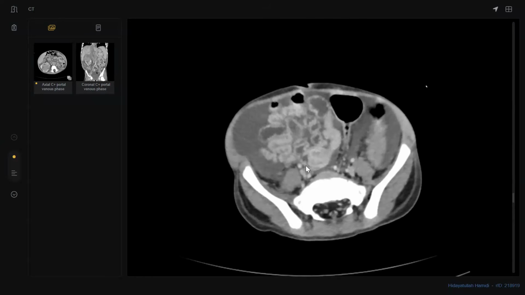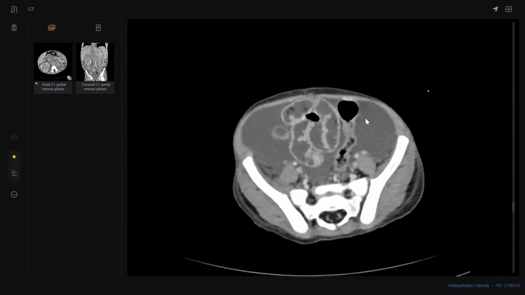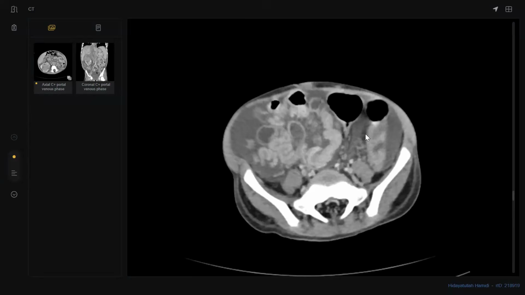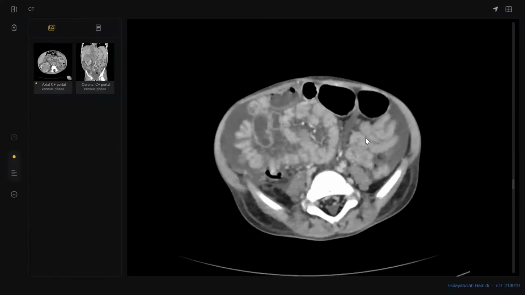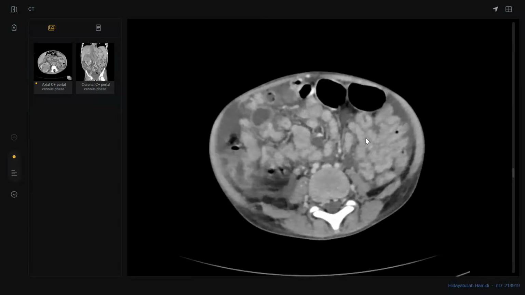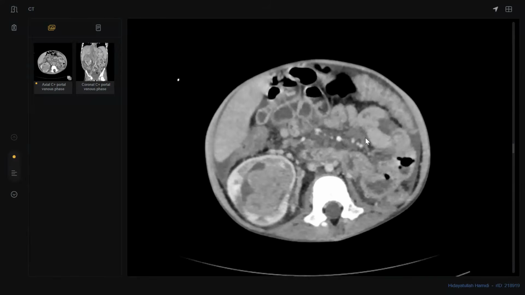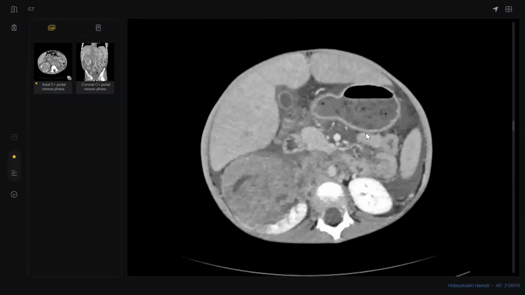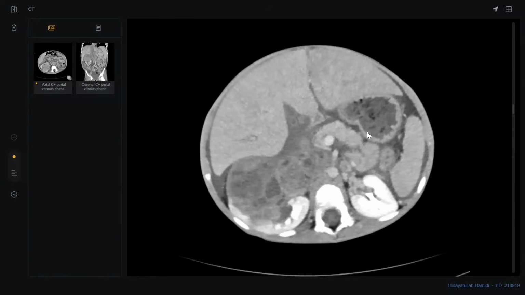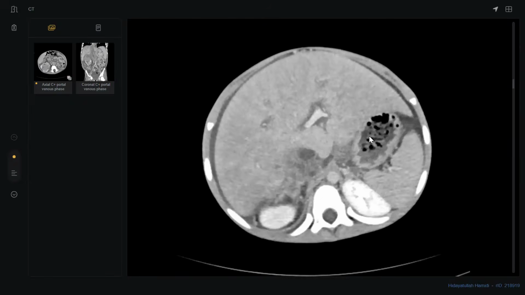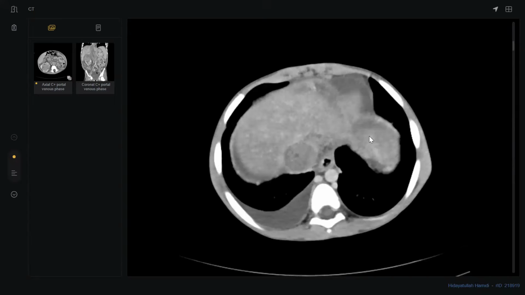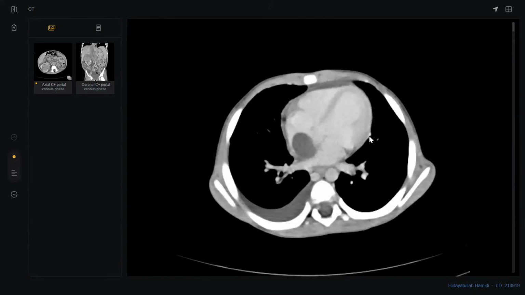This CT scan, axial images with contrast in portovenous phase, of a young child presented with abdominal distension. I am scrolling the images from the lowest cut to the uppermost.